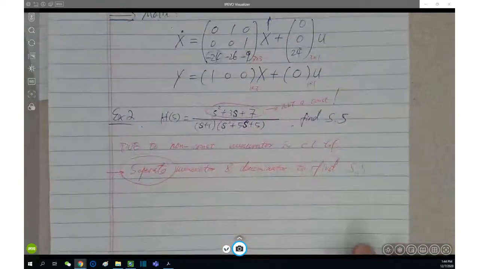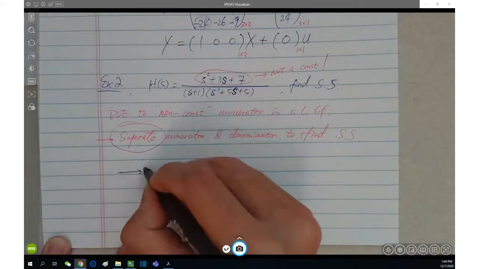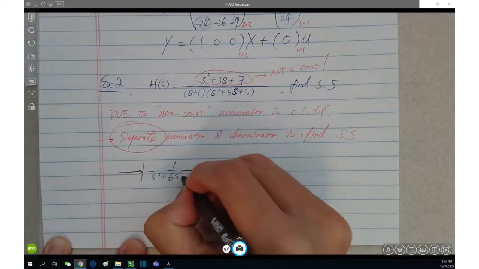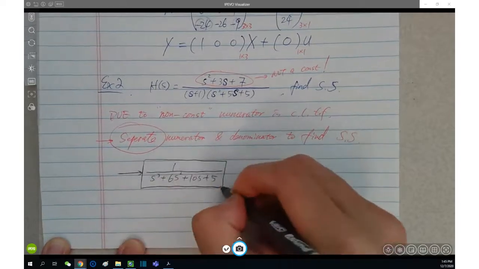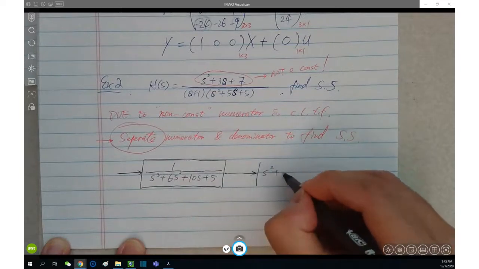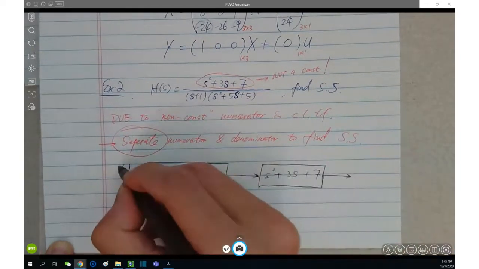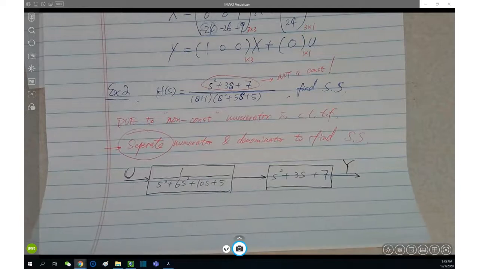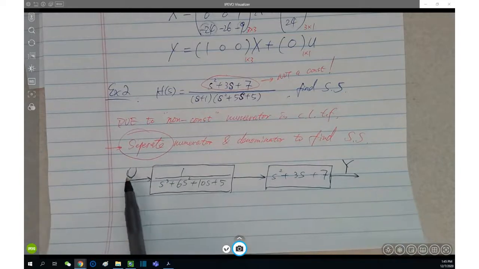Let's see how to do it. How to separate? First of all, the given system you need to understand in this way. The given system is essentially like this. Does it make sense? Numerator times 1 over denominator. It's a cascade connection of 2 blocks. The total is just a product between them, and it equals the total transfer function, right? And at the 2 ends, you have input and output.